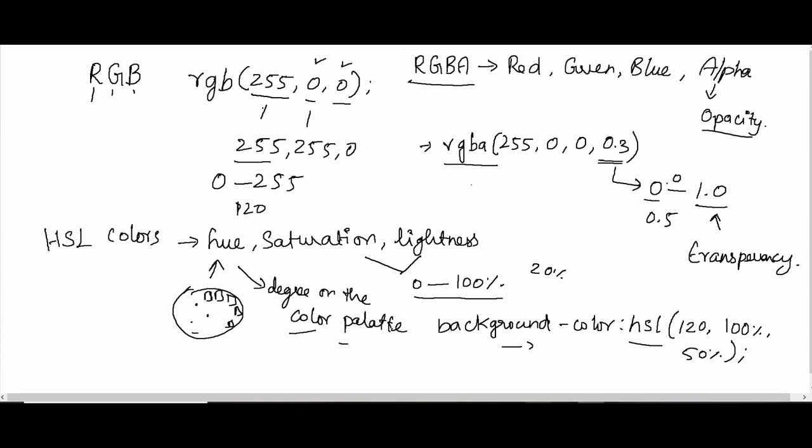So now we have seen two types of color format. One is RGBA and the other is HSL. Still we have two more color formats. Let me clear the form.